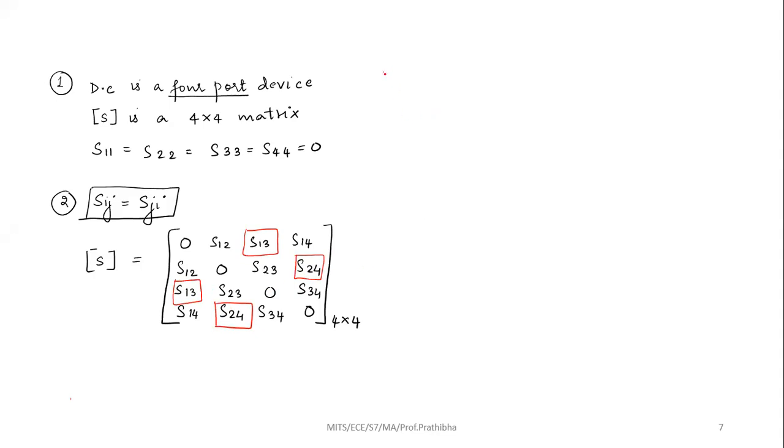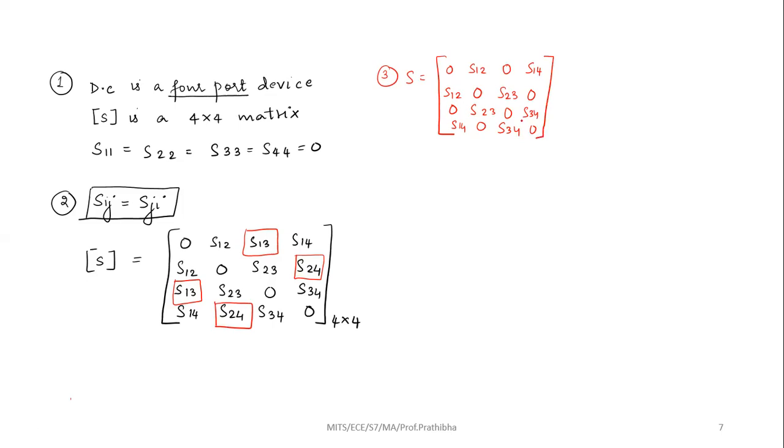So this entire S matrix is now going to change, and it is going to look like this. This is 0. This is S12. This is going to be 0. This is going to be S14. This is going to be S12. This is again 0. This is S23. This is 0. This is 0. This is going to be S23. This is going to be 0. This is S34. This is going to be S14. This is going to be 0. This is going to be S34. And this is going to be 0. So this is how we are going to get the S matrix, and this is how it is going to look.